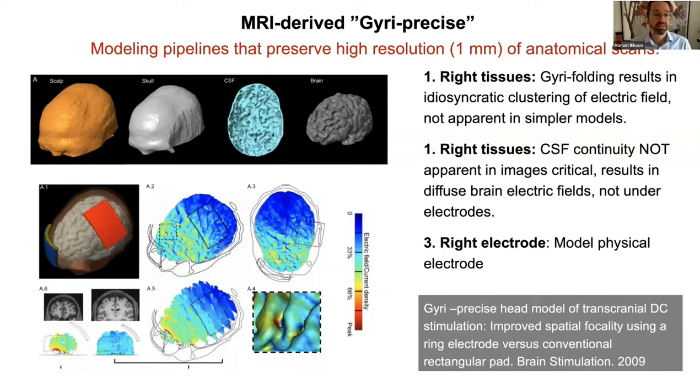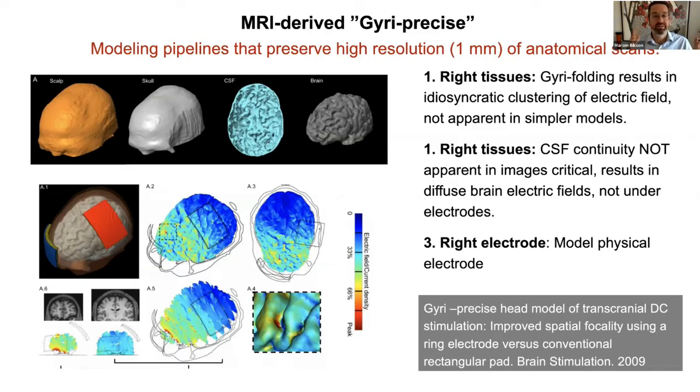And so here we're asking questions about the right tissues. Considering gyri folding is obviously very important, preserving that. But an equally important notion is CSF continuity. If you look at the scans themselves at 1 millimeter, it would often appear that the brain touches the skull, right? The scans won't have the resolution.